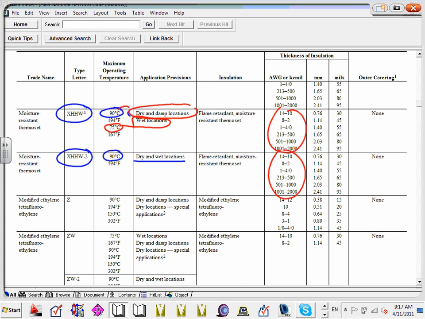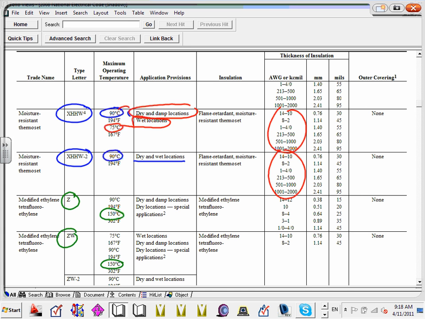So these are basically the most common ones. If you are lucky enough to work on a high temperature wiring system, I'll show you in a second. This is a very special application, the Z insulation. Very few guys will deal with the Z insulation. Z insulation, you can use it up to 150 degrees. And ZW-2, you can use ZW up to 150 degrees.